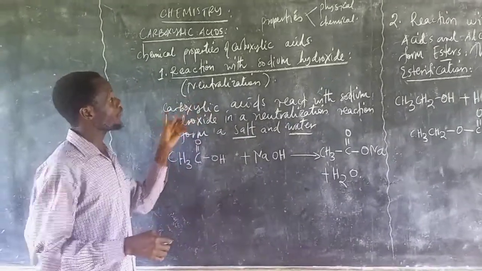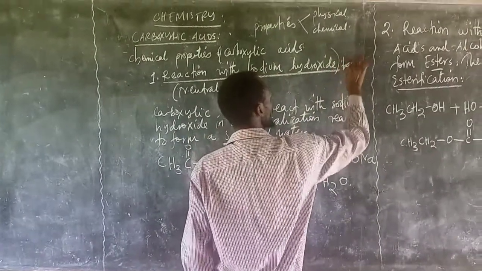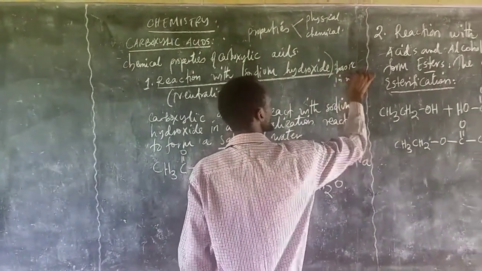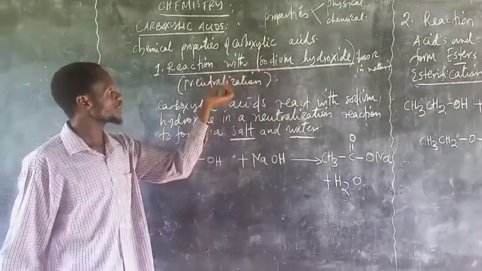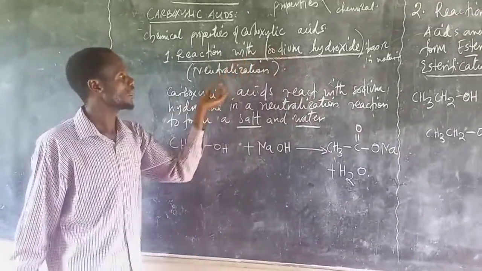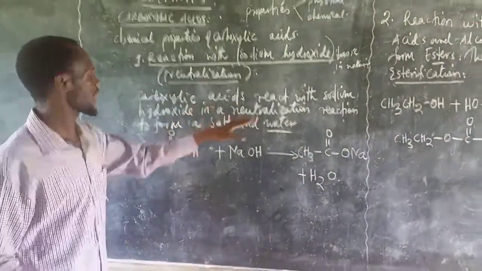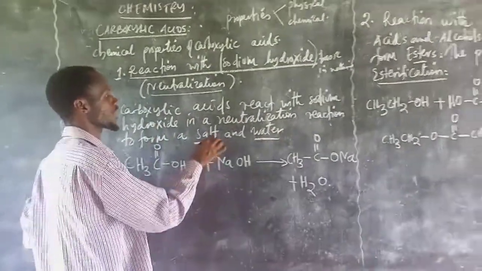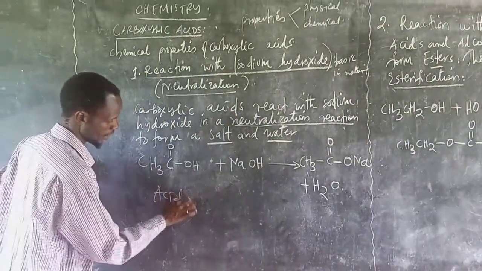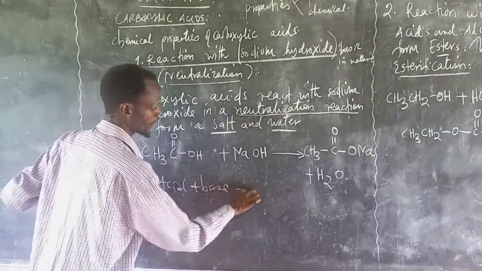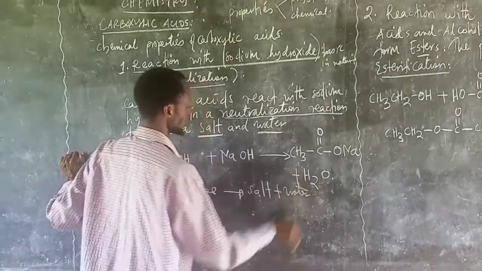One, we are having reaction with sodium oxide. This is basic in nature. Now, the reaction between base and the acid is called neutralization. Now, when carboxylic acid reacts with sodium oxide in a neutralization reaction, that is the reaction between acid and the base, actually the result is salt and water. This is how actually we do it.